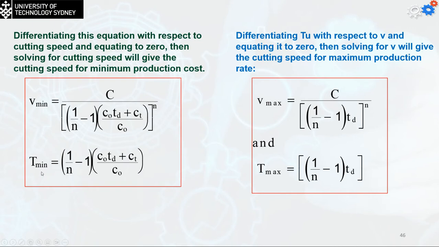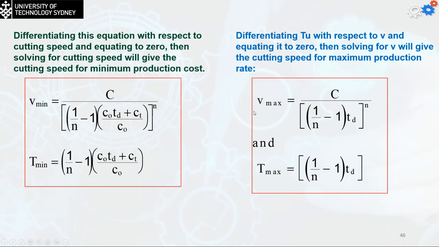The T minimum, it's not the minimum time actually, this will be longer than the T maximum because we call this minimum because it's related to the minimum velocity of the cutting. This T minimum can be calculated with this equation.